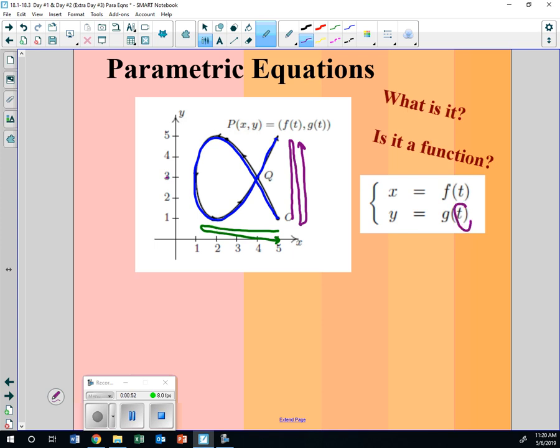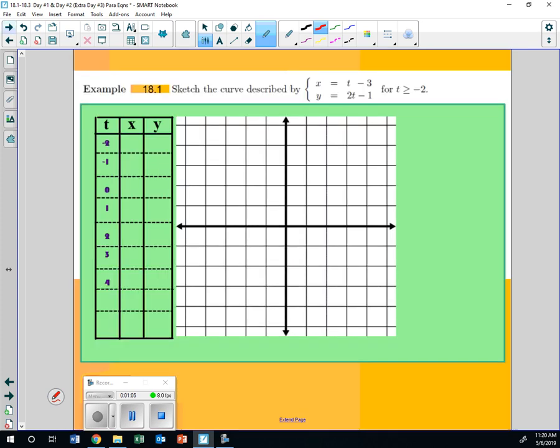T is your time. That's the tracer that goes in time where my point is. And then when you put them together, you get this cool shape. And you're going to see some of the coolest shapes you've ever seen with the parametric. So let's actually plot some and just kind of think this through.